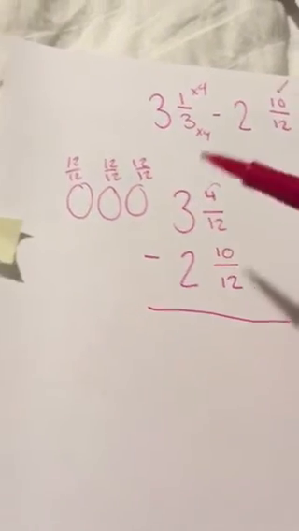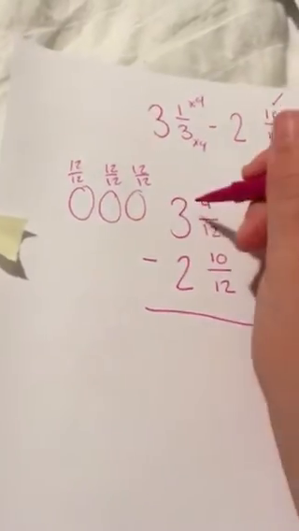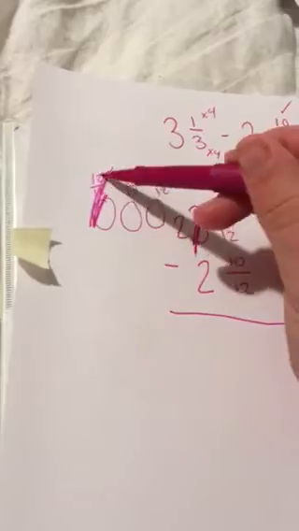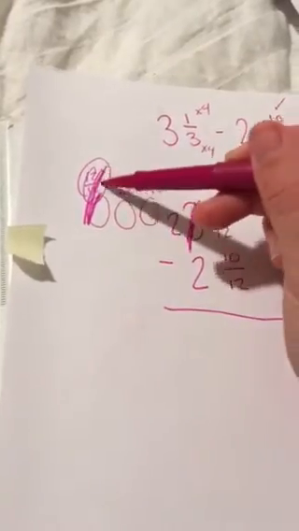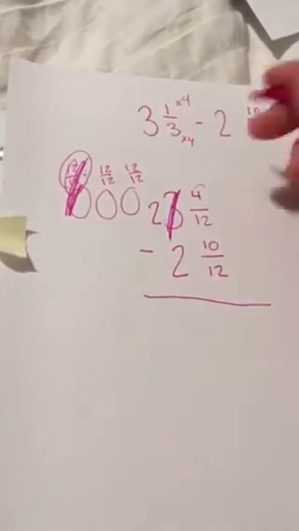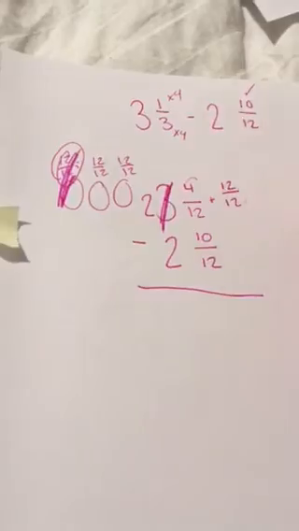Well, I can take one of those pizzas away and split it up and give some of it to this side, right? Okay, so I'm going to cross out my 3, cross out one of my pizzas, 12 over 12, make it a 2. So I have 2 pizzas left. And I'm going to take that 12 over 12 because I know 12 over 12 represents 1 whole, right? I'm going to take that 12 over 12 and add it to my 4 slices, okay?